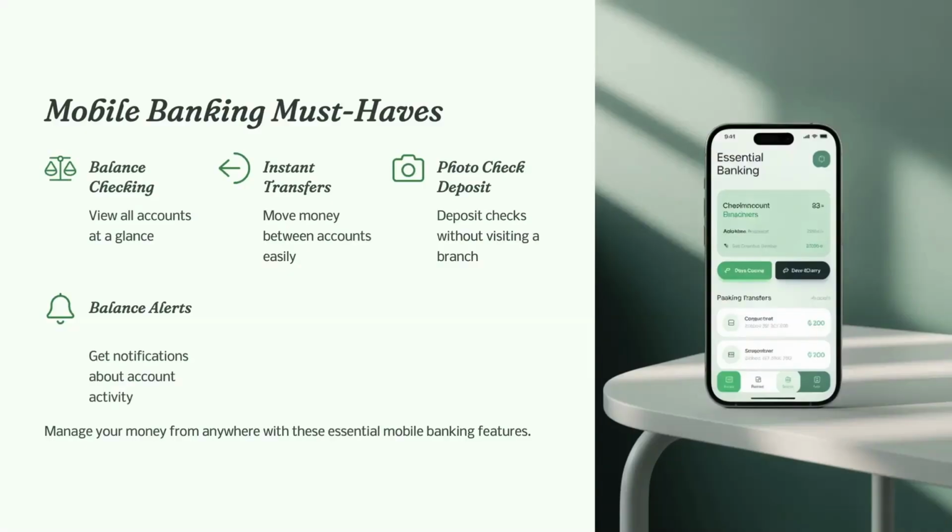The best mobile banking apps also let you categorize your spending, set savings goals, and get insights into your financial patterns. This stuff isn't essential, but it's helpful when you're managing variable income. One feature that's really useful, balance alerts. You can set up your bank to text you when your checking account gets below a certain amount or when your smoothing account balance gets above a certain amount. This helps you stay on top of your money without having to check your accounts obsessively.